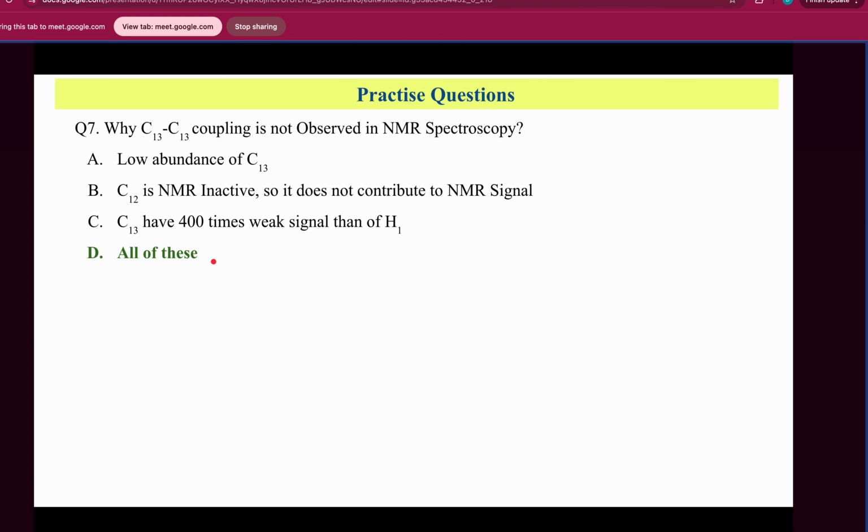This is also straightforward because we have already discussed that C13 is a very low abundant isotope of carbon. So due to which the signal which we observe is very weak, and C12 is inactive, and C12 is 99.99% abundant. That is the reason why C13 coupling is not observed.